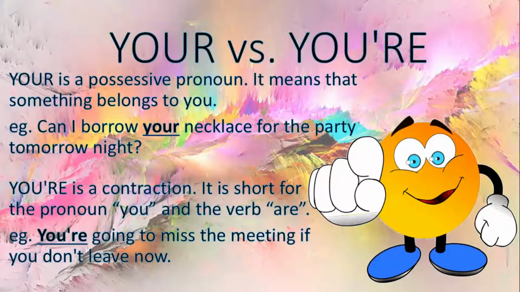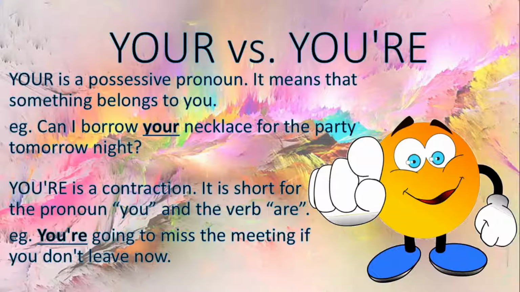YOU'RE is a contraction, students, and it is a shortened form of the pronoun you and a form of the verb to be, which is ARE. Okay, so are is a form of the verb to be. Let's look at our example. You're going to miss the meeting if you don't leave now. You are going to miss the meeting if you don't leave now.